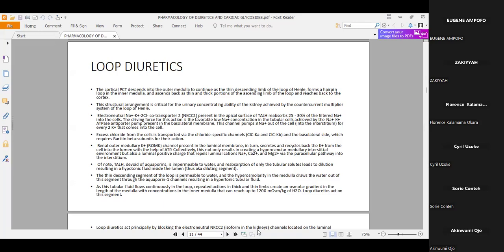The thin descending segment of the loop of Henle is permeable to water, unlike the thick limb. And the hyperosmolality in the medulla draws the water out of the segment through the aquaporin 1 channels, resulting in a hypertonic tubular fluid. So as the tubular fluid flows continuously in the loop, repeated actions of the thick and thin limbs create an osmolar gradient within the medulla, with concentrations in the inner medulla that can reach up to 1,200 milliosmoles per kg of water.